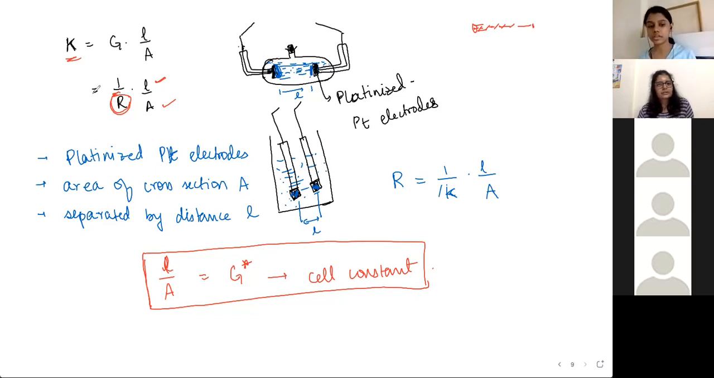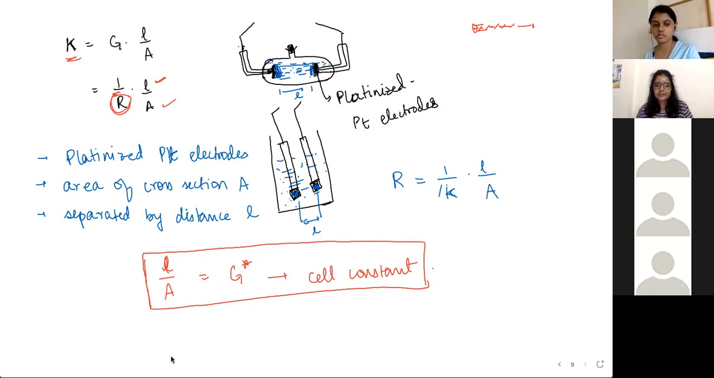So, ma'am, for every type of cell, the G value will differ, right? Yeah. So if you're doing a particular experiment, you will either be asked to calculate G star, or you will be given G star, like, okay, for the conductivity cell used, the cell constant is so and so value. Right. So, ma'am, R can be G star by kappa as well.